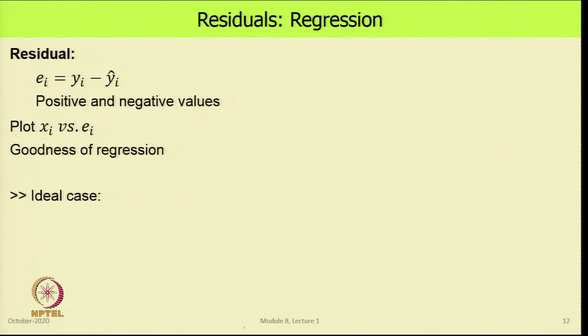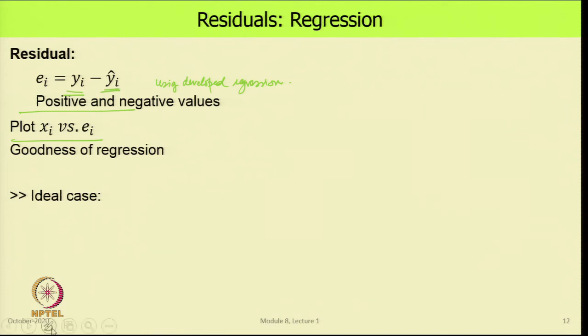Now, we come to the idea of residuals. In the lecture on regression, we had defined the residual as the measured value of y minus the predicted value of y using the regression that we developed. And E_i could have positive and negative numbers. So, now what we do is we plot E_i as a function of x_i, and that gives us a good idea of how good our regression is.